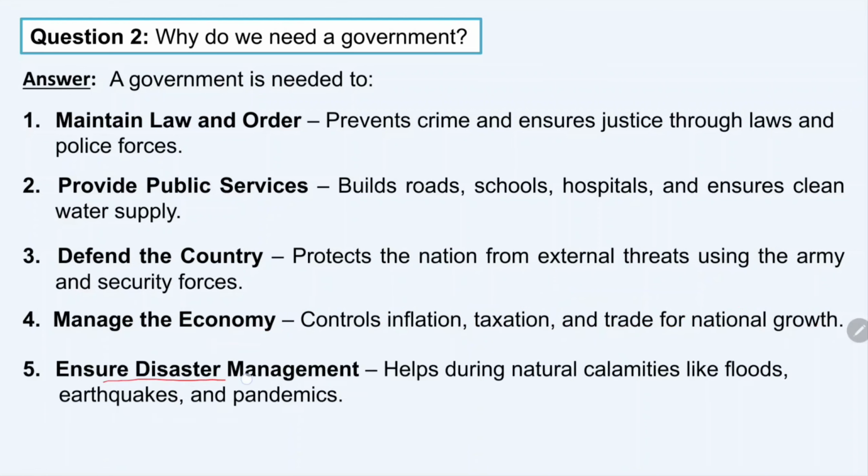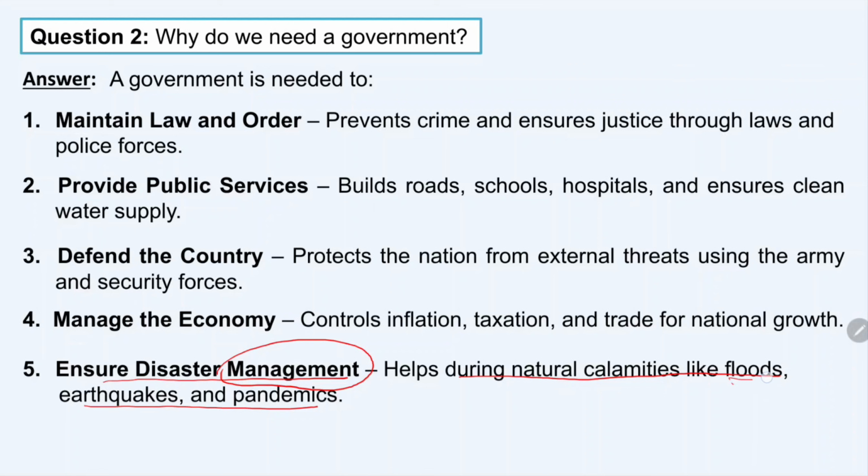Next, ensure disaster management, which helps during natural calamities like floods, earthquakes and pandemics. So they ensure that disasters are managed properly. If it needs to be handled by the local government, it will be handled by the local government. If the disaster is severe, then it will be handled by the state government. And if the disaster is more severe, uncontrollable, then what will happen? The central government will step in.